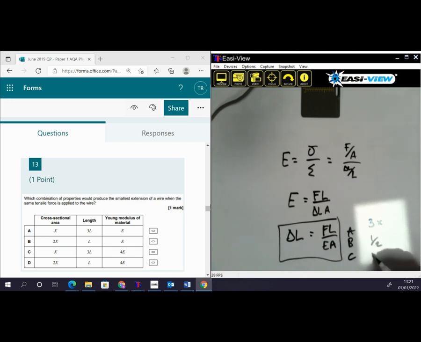And then C, we have 3 times the length and 4 times the Young modulus. So that's then 3/4. And then the final line, we've got double the cross-sectional area, same length, 4 times the Young modulus. So doubling the cross-sectional area and 4 times the Young modulus means it is 1/8 of the extension you would have with X, L, and E. So D is the correct answer.